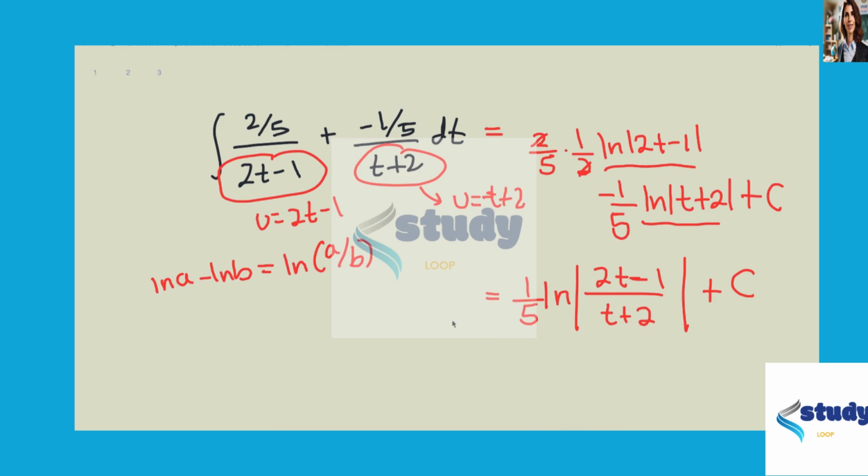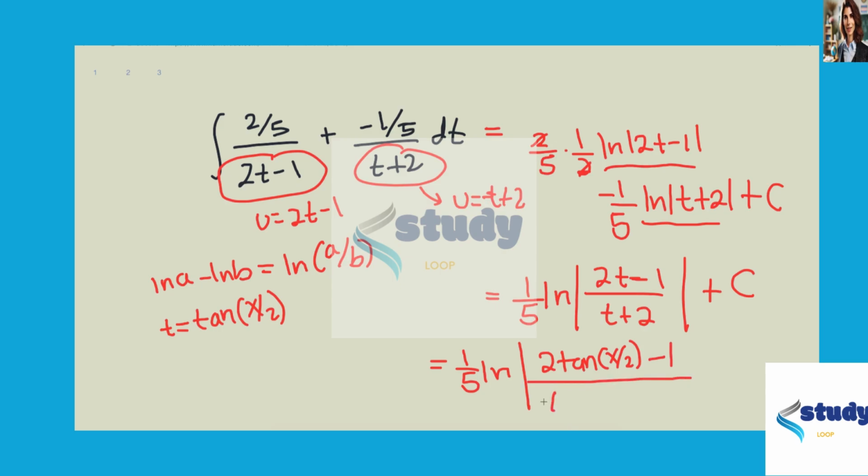And then finally, we can use the fact that from problem 59, we have that t is tangent of x over 2. So let's just go ahead and plug that in for t. And then we have 2 tangent of x over 2 minus 1, over tangent of x over 2, and then this time plus 2. And then there's our constant C, and that's our final answer.